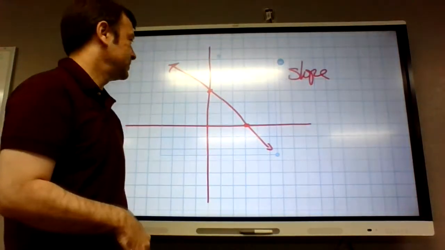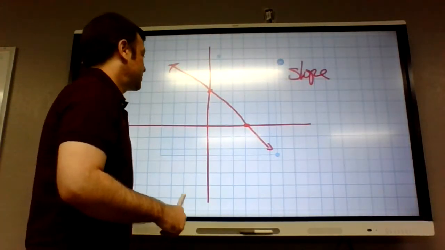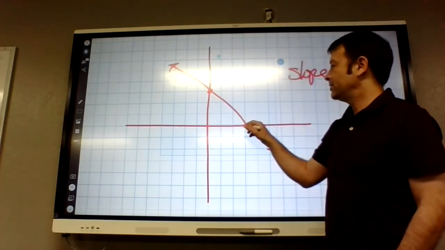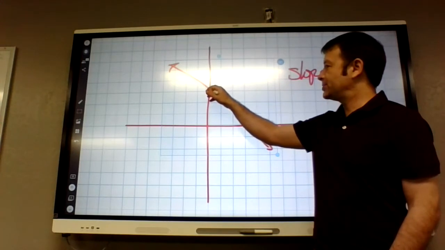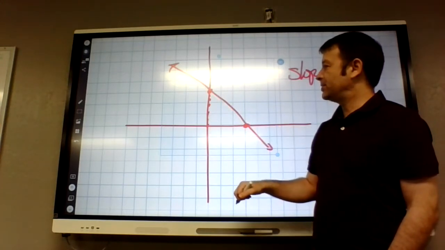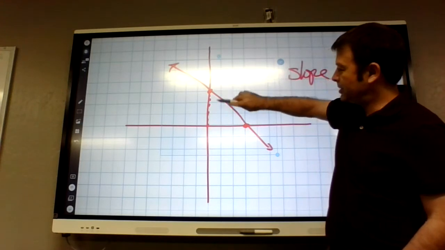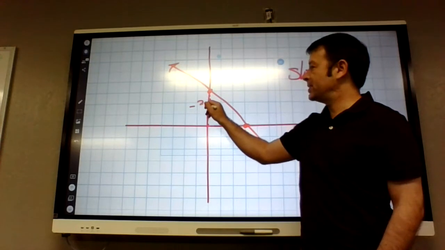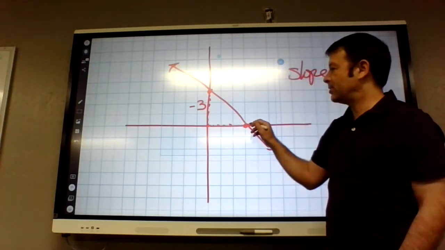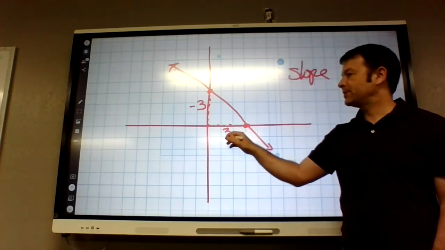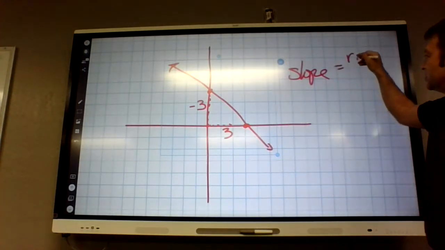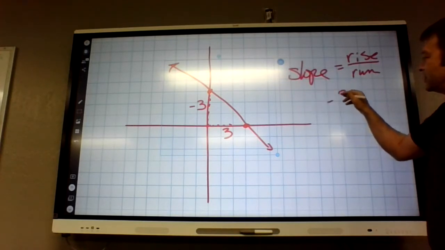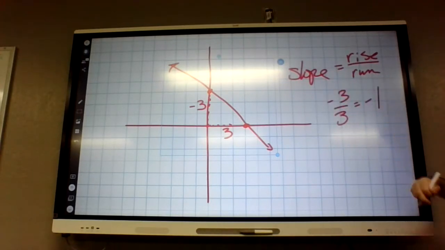Okay, yeah, so slope, what you do is you find a couple points on the line that you can identify. And the rise is how much it's going up, or in this case down, from here to here. So the rise on this one would be -3. The run is how much it's going over, +3. So the slope on this line would be -3 over 3, which reduces to -1.